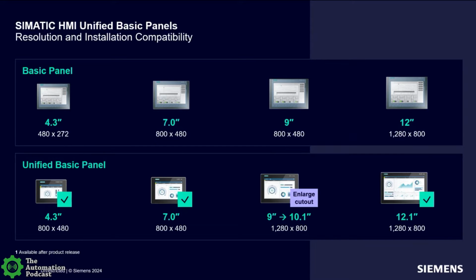From the physical standpoint, when you're working with existing lines out there that have been basic panels of the years past, when you go to replace those with a unified basic panel, your 4-inch, your 7-inch, and your 12-inch, same hole cutout, no change there. Physically, it is a compatible hole cutout. I've mentioned a couple of times, we went from a 9-inch display to a 10-inch display. So you'll have to cut that one out a little bit bigger to fit the new 10-inch panel in.